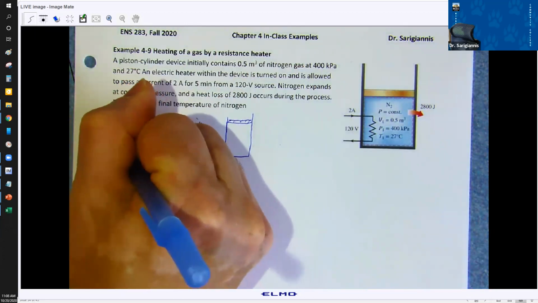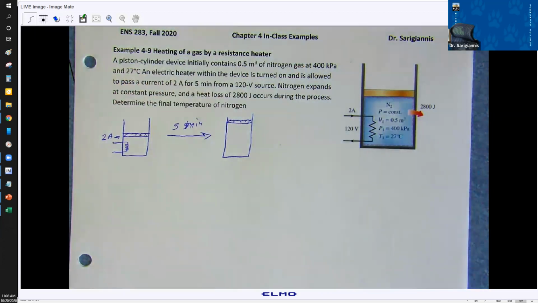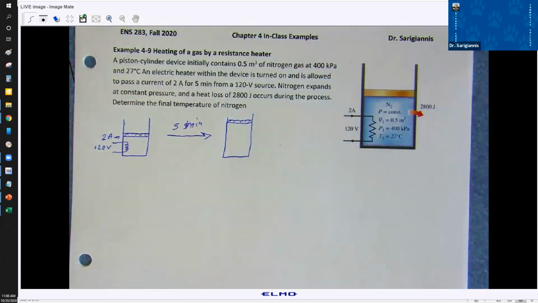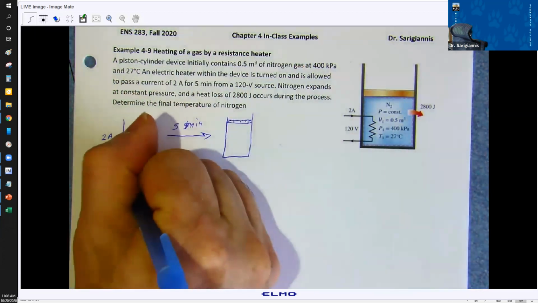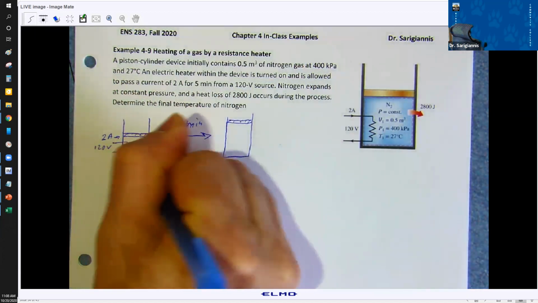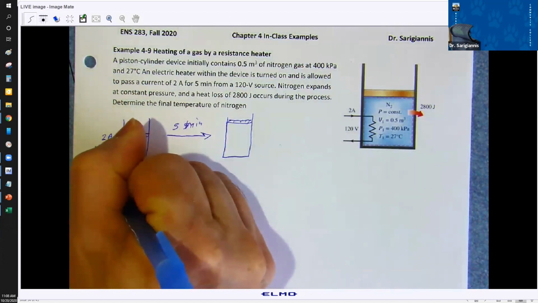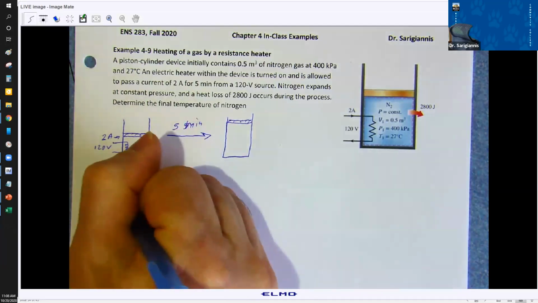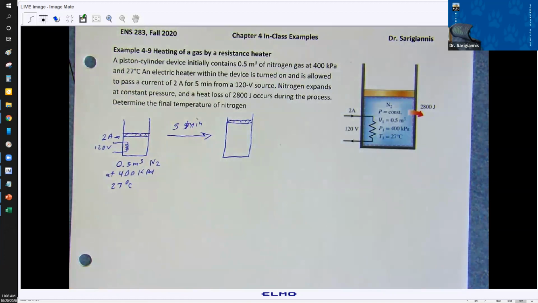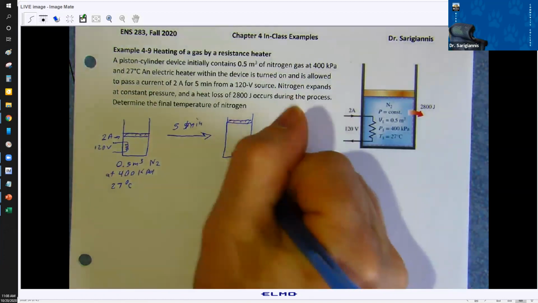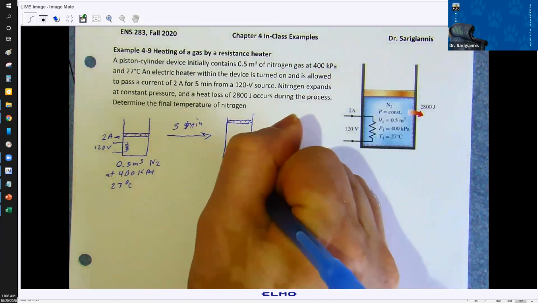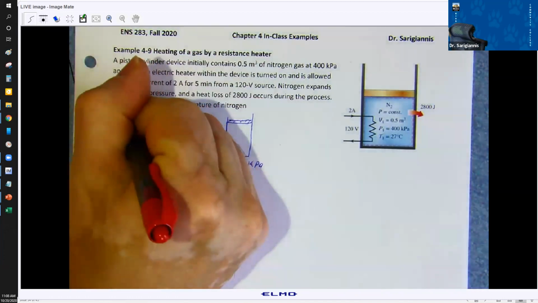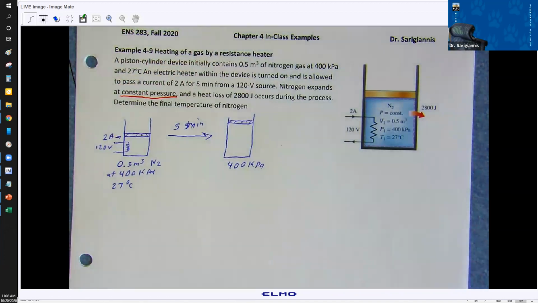2 amps go in at a 120 volt source. And over here we've got 0.5 cubic meters of N2 at 400 kPa and 27 degrees C. Over here, the only thing we know is that we're still at 400 kPa, right? Because it is a constant pressure process. Nitrogen expands at constant pressure.